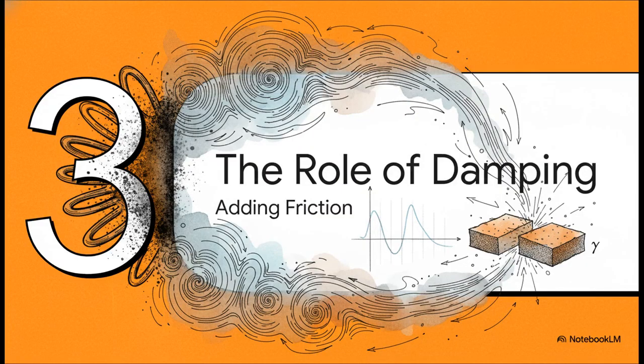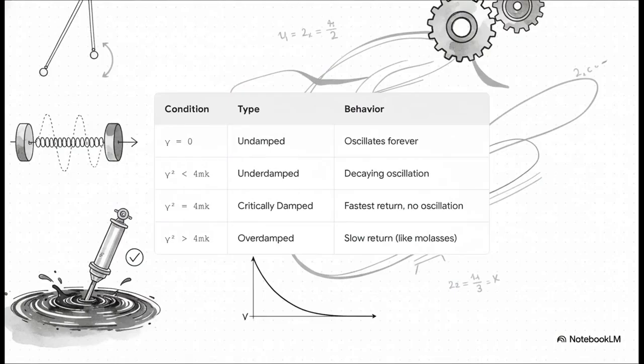Of course, in the real world, nothing bounces forever. Energy always gets lost to things like friction and air resistance. That's damping. So let's add that gamma term back into our equation and see how it completely changes the game. Adding damping gives us 3 new possibilities, and it all depends on how much damping there is. If the damping is pretty light, we get an underdamped system. It still bounces, but the bounces get smaller and smaller over time.